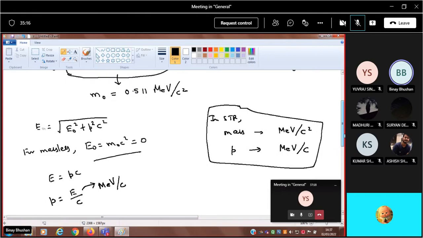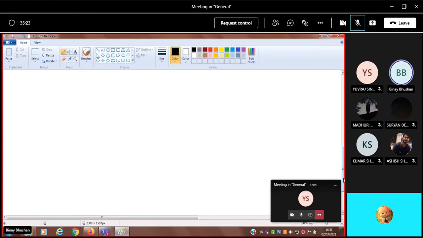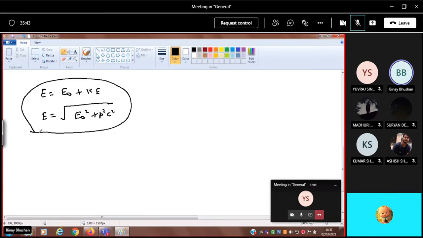Now you can find what will be the energy of each. Remember I told you that for energy you have two formulas: one that is related to kinetic energy and the other that is related to momentum. Depending on the context of the question, you have to use either of these two. Now in this question, what is given, kinetic energy or momentum? Momentum. So this formula has to be used.